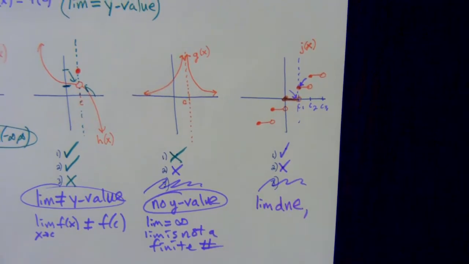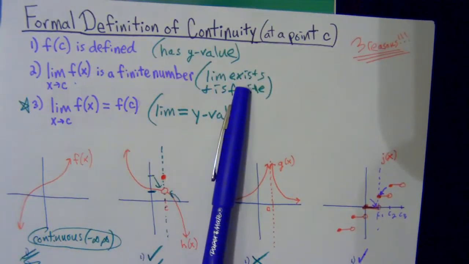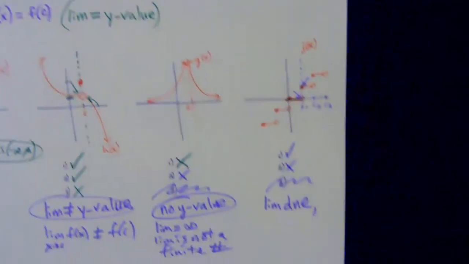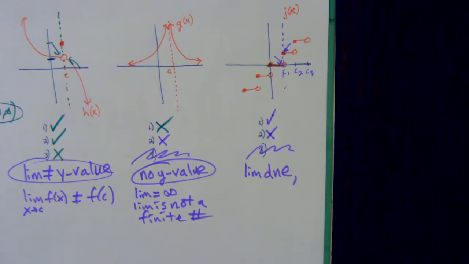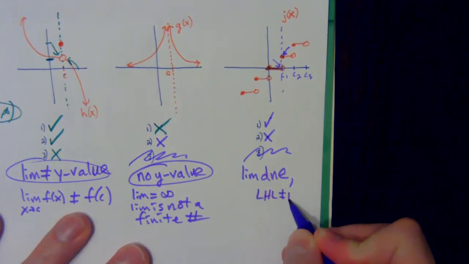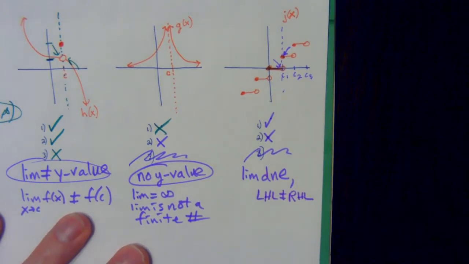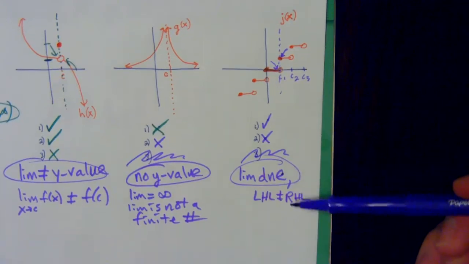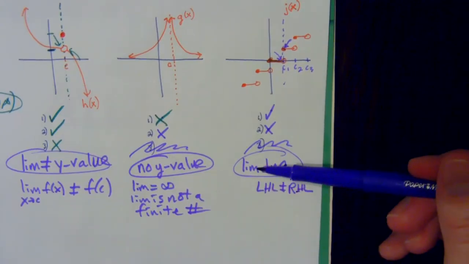If the limit doesn't exist, then you're not going to have a continuous graph right there, because your limit must exist and be a finite number. That's one of the 3 stipulations for that to be continuous there. Now remember, anytime the limit doesn't exist, you have to tell me why the left-handed limit is not equal to the right-handed limit right there. So this is the reason that it's not continuous. This is the reason that the limit doesn't exist.